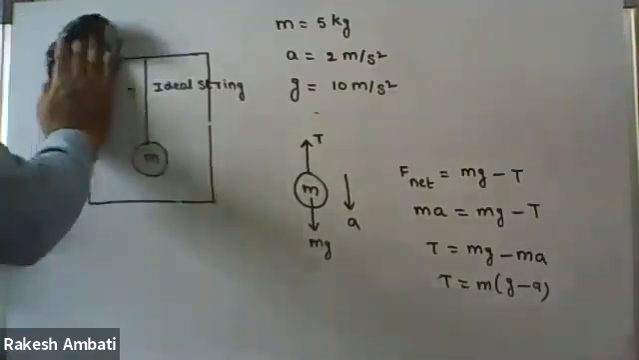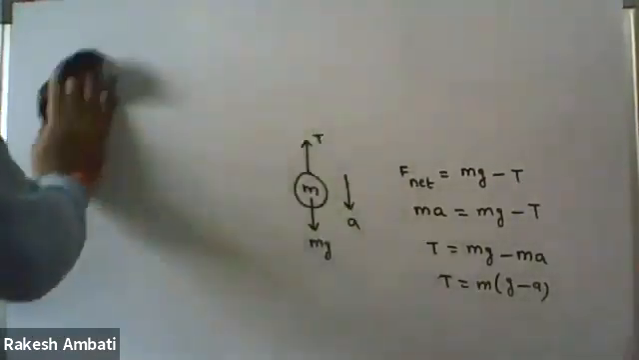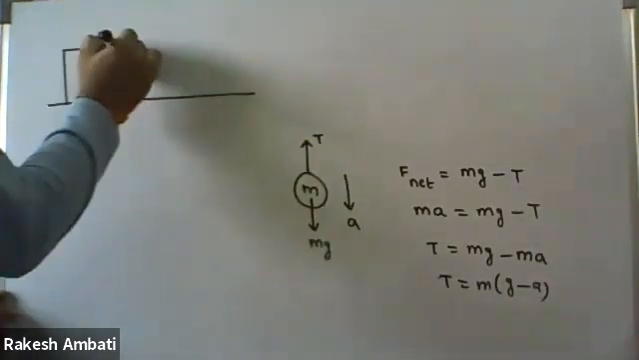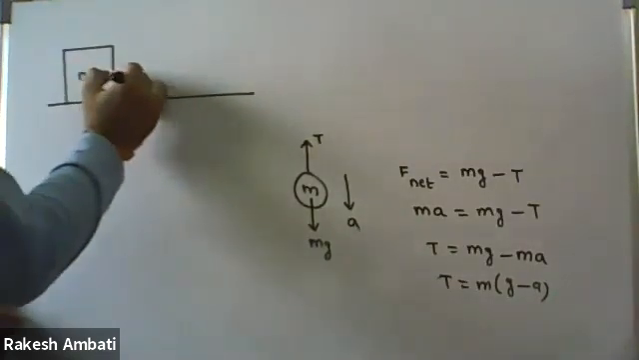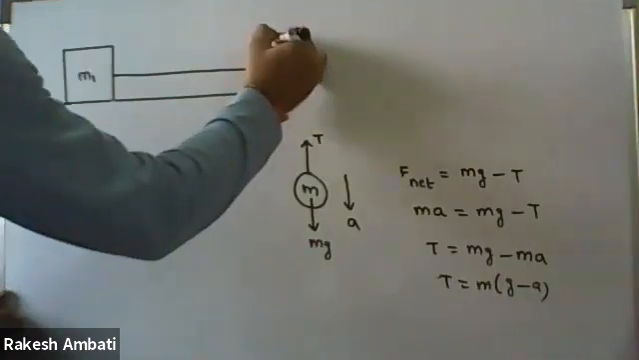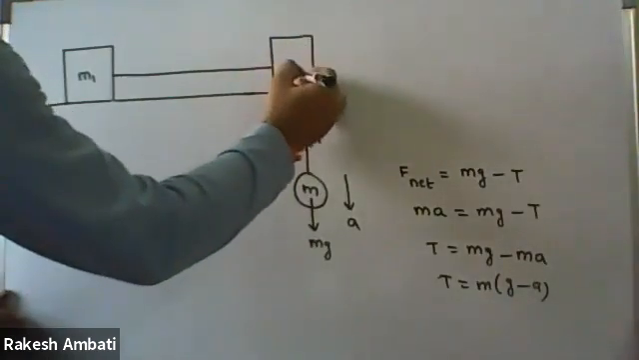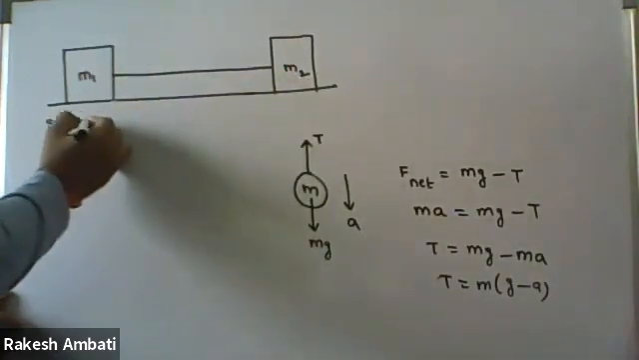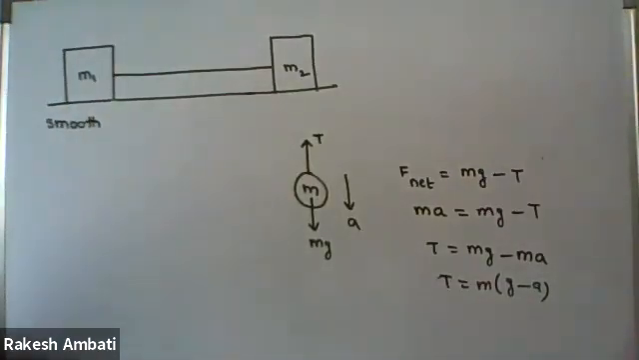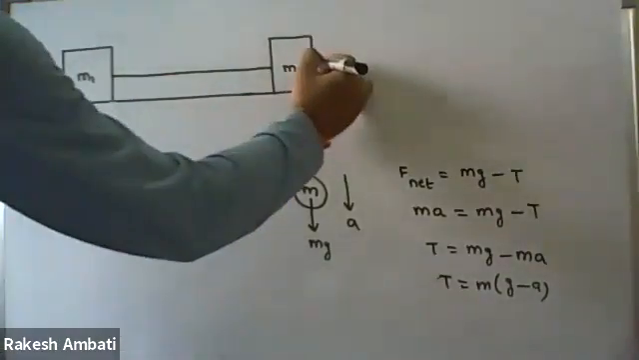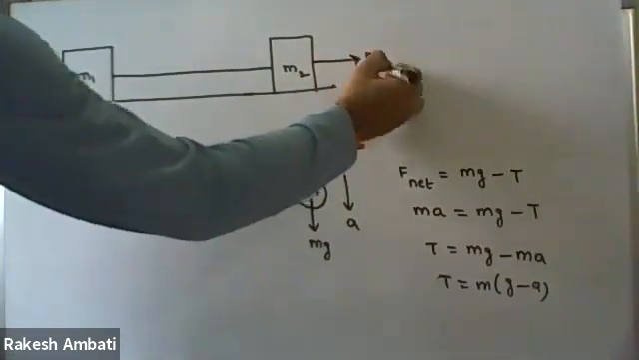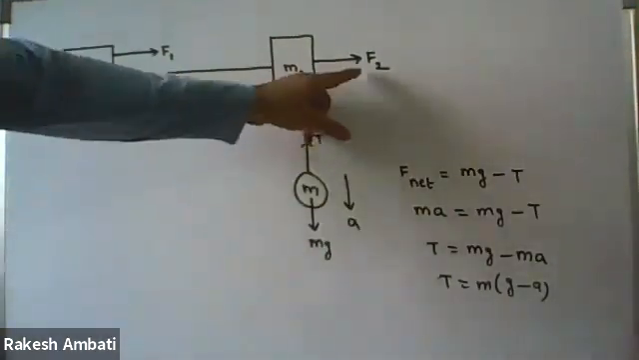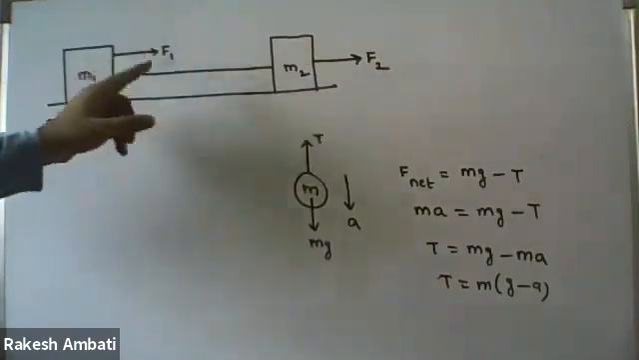Write down the next question. In the next question, this is the block of mass m1 and this is the block of mass m2. So m1 and m2 are connected by a string, and these are smooth surfaces, so no frictional force at all. In this question, the applied force on m2 is F2, and on m1 the applied force is F1.